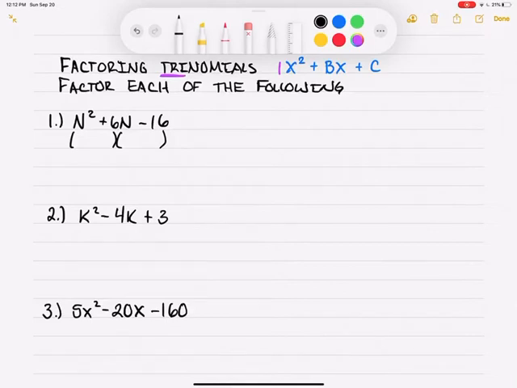What we need to do is know that for each of our first terms, since it's only 1x squared, or in this case 1n squared, the factors of n squared are going to be n times n, and those factors are always going to be in the first space of each binomial or each group. Now what I need to do is look at the factors of my c term, my constant term, which in this case is negative 16.